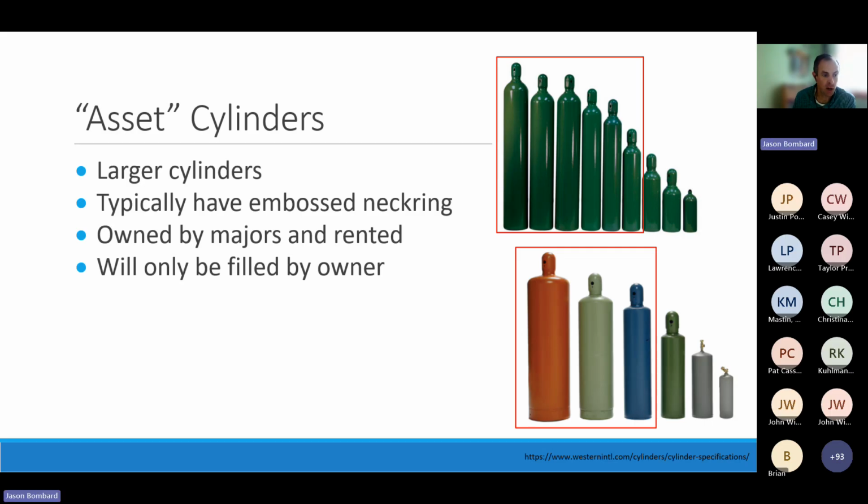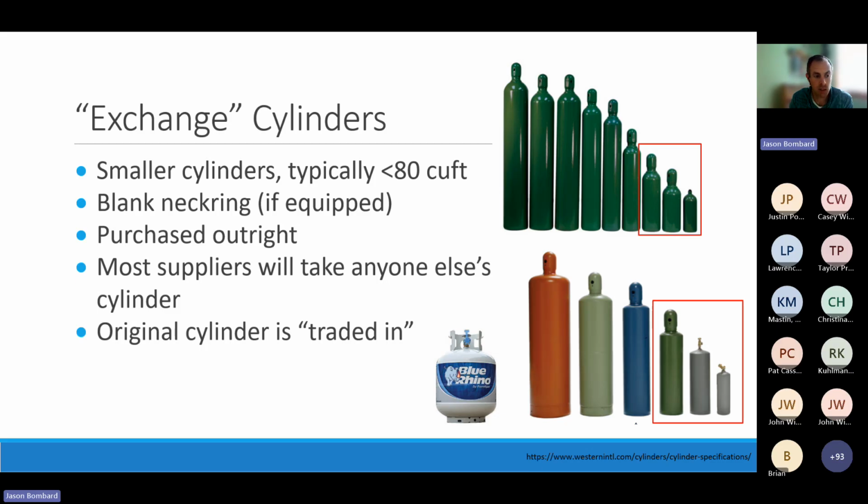This is in comparison to exchange cylinders, which are typically smaller cylinders, less than 80 cubic foot or so. These have a blank neck ring if they have one at all. The customer will go and purchase one of these outright. Most suppliers will take back anyone else's cylinder and offer the customer essentially a trade-in. So they'll take the empty cylinder and then give the customer a full one in return.